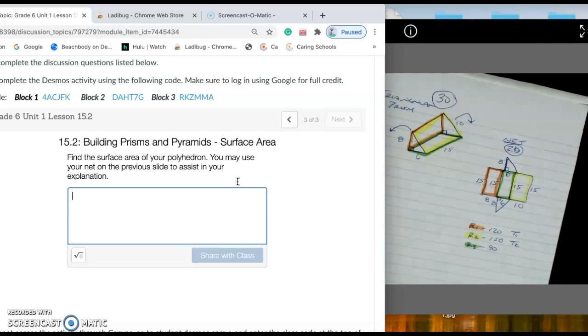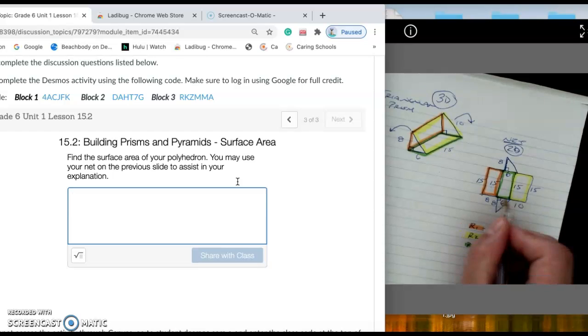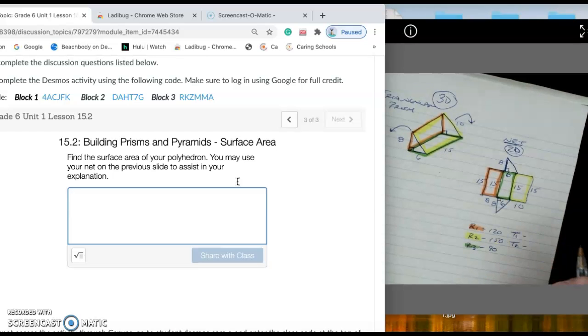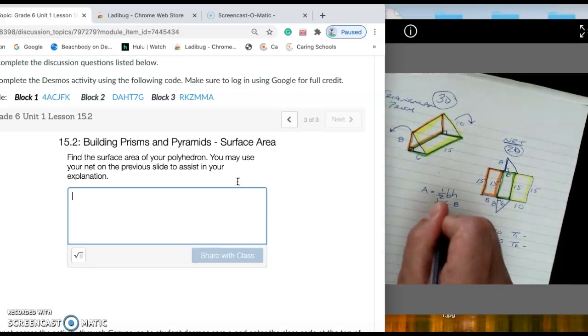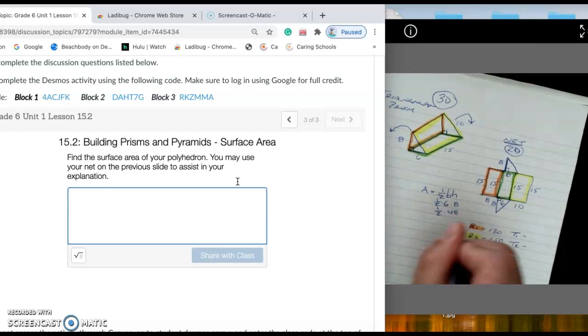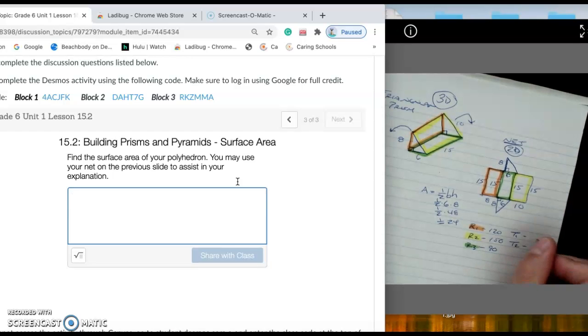And then I didn't color code the triangles because in reality they're the same size, same shape. But it's 6 by 8, which is 48. But remember, a triangle's formula is A equals 1/2 base times height. So 6 times 8 cut in half. 1/2 of 48 equals 24. So our triangle's area was 24. The other triangle's area is obviously 24.